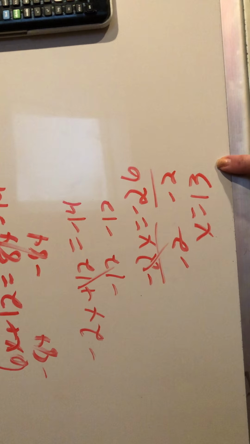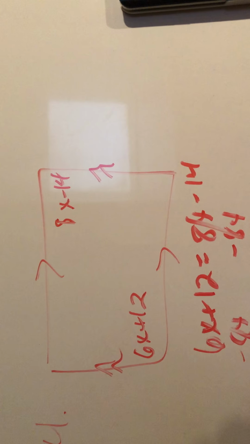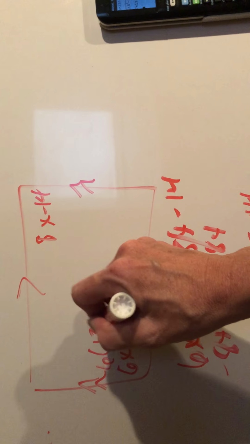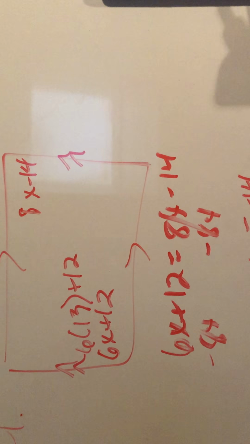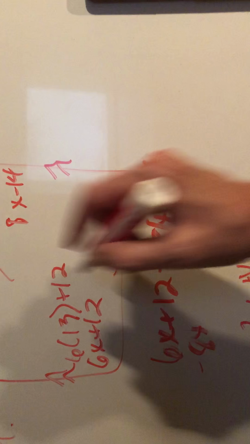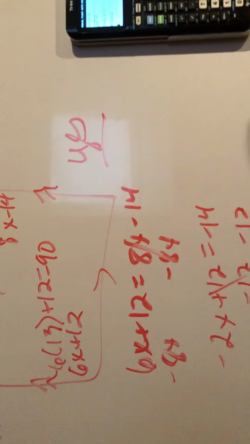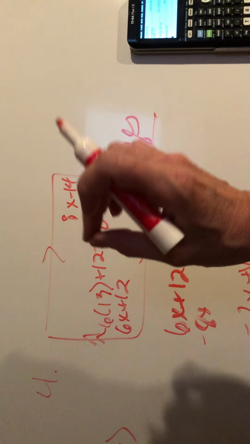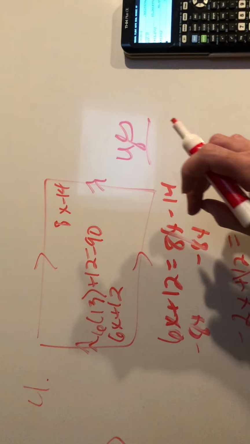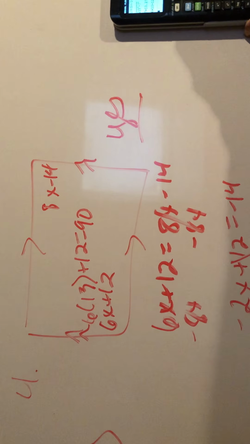X is 13. Now we plug back in because we need to see if these angles are 90. Really, we can just see if one of them's 90. So I can plug into 6 times 13 plus 12. So 6 times 13 plus 12 gives me 90. So the answer is yes. So you have to have all of that. You set them equal to each other, you find x, you plug x in, you see if that angle's 90 degrees because a rectangle is a parallelogram with one right angle, and so the answer is yes.